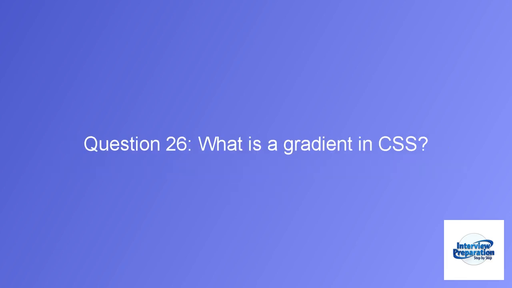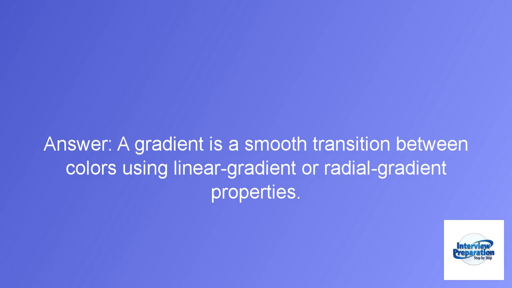Question 26. What is a gradient in CSS? Answer. A gradient is a smooth transition between colors using linear-gradient or radial-gradient properties.